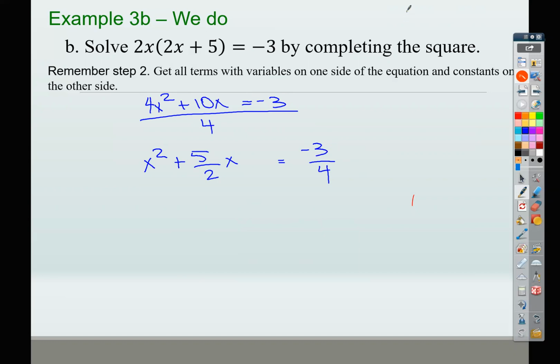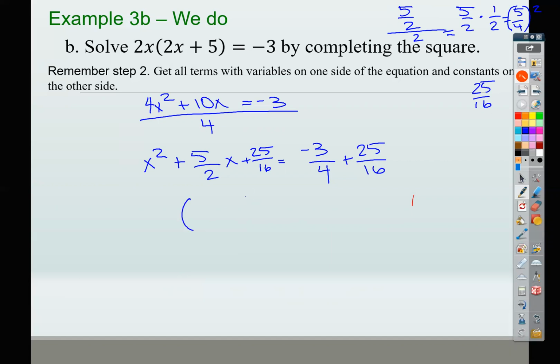Okay, now we're going to take the 5 over 2 and divide it by 2. What happens when you divide a fraction? You have to multiply that by the reciprocal, which would be 5 over 4. And then I'm going to square that, right? And it would be 25 over 16. So I'm going to add that to both sides. So 5 over 2 divided by 2 is 5 over 4. And then when I square that, I get 25 and 16.